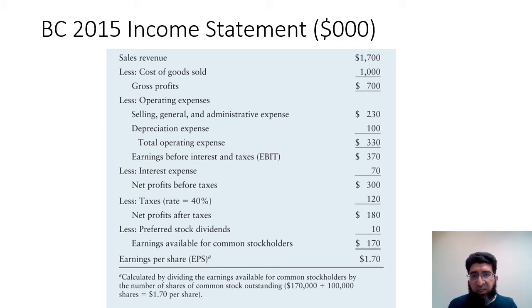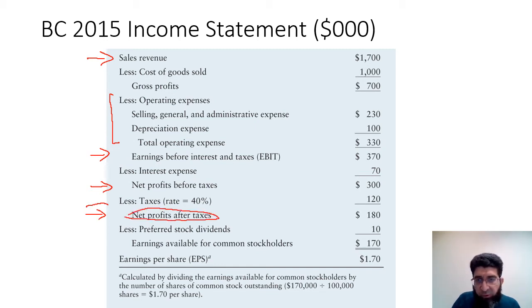So this is the income statement of the PC company 2015, and you can see that this is the sales revenue. It begins, then we have all the operating profits, and then we have earnings before interest and taxes, then net profit before taxes and net profit after taxes. Now this is the figure from which we are going to begin our cash flow statement, and we are going to then use other accounts as well to adjust it.